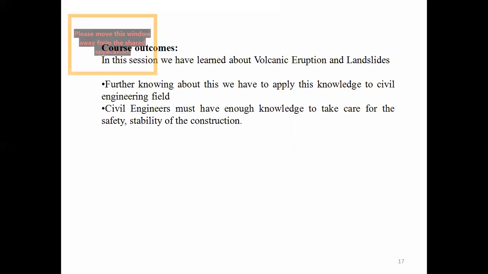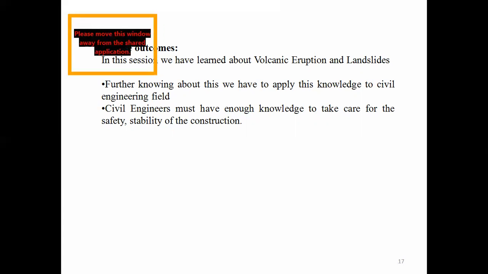So in this session, we have learned about volcanic eruptions, different types of landslides and their causes, and the remedial measures we have to take to avoid landslides. This knowledge is applicable in the civil engineering field, where highways, railway tracks and railway tunnels require slope treatment. You have to avoid landslides under those conditions, safety is very important, and you have to maintain stability and base your construction on that. These are all the points to be taken into consideration.